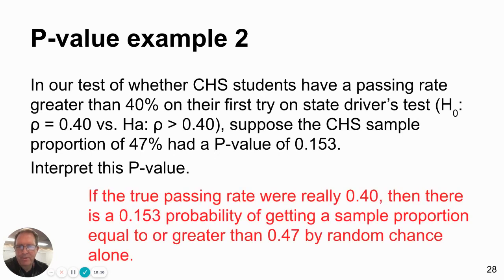Okay, I'm going to just basically use the format that I had before, plugging in my numbers. If the true passing rate were really 0.4, then there is a 0.153 probability of getting a sample proportion equal to or greater than 0.47 by random chance alone. That is a model answer for interpreting a p-value for a proportion.